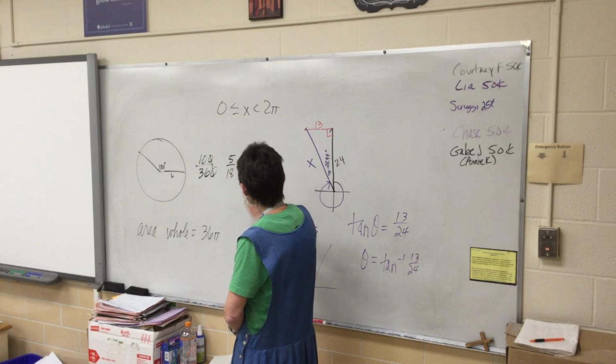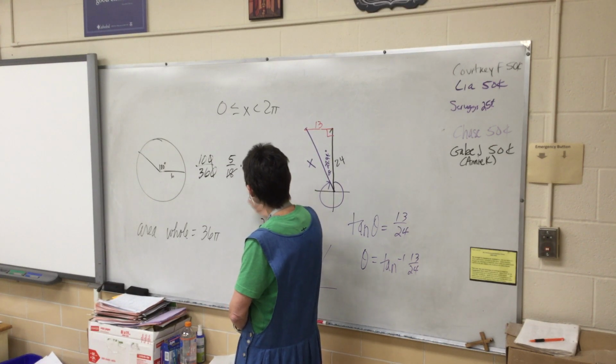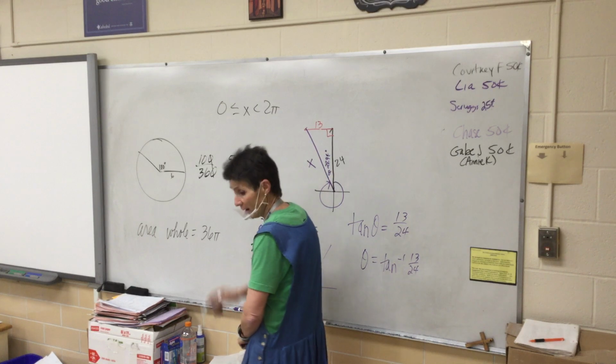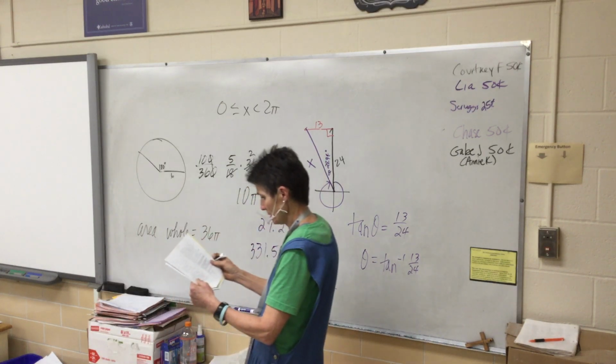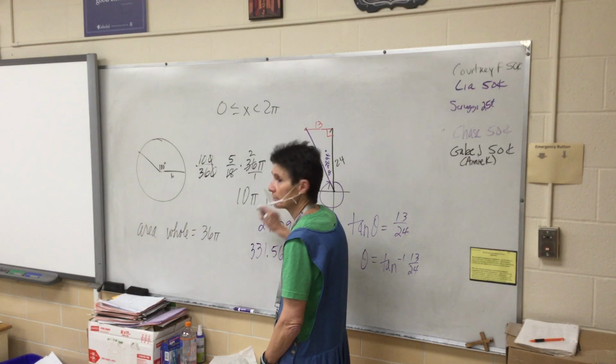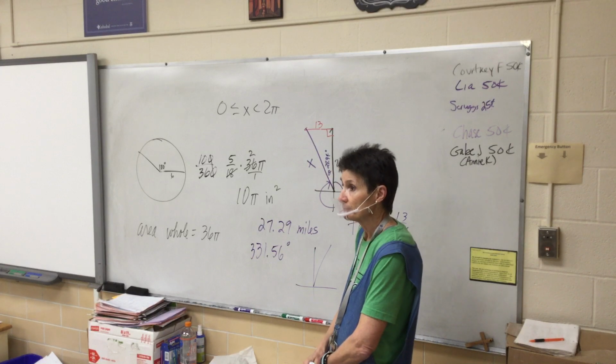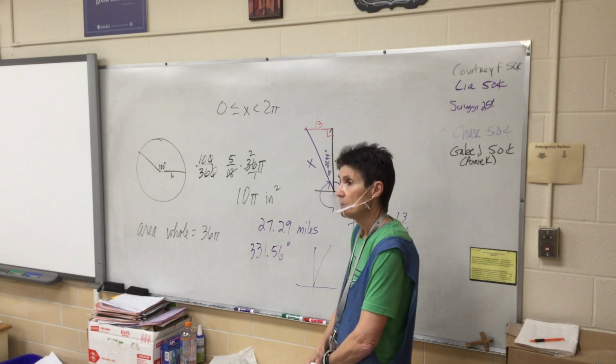So I can multiply straight across, or I can cancel. 18 does go into 36 twice. So the answer is 10 pi. Is there a unit on that? No, but if there were, it would be like inches squared or something. Does that make sense to you? All right. Who else?